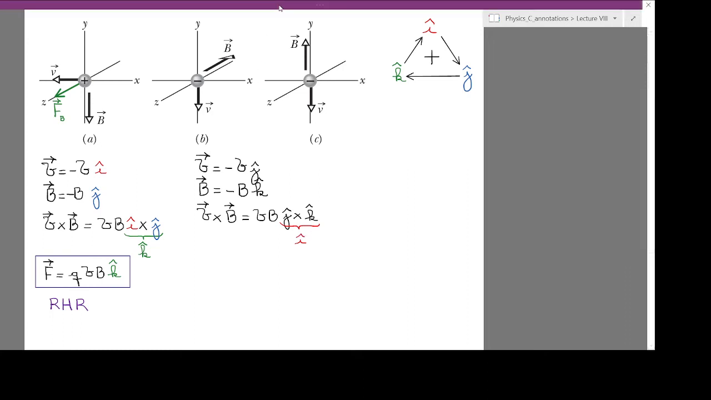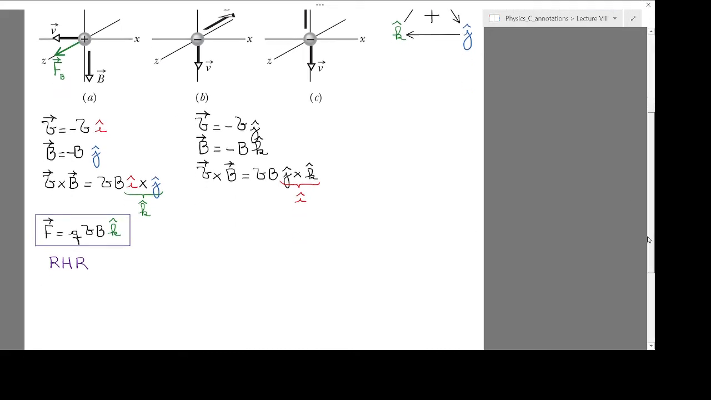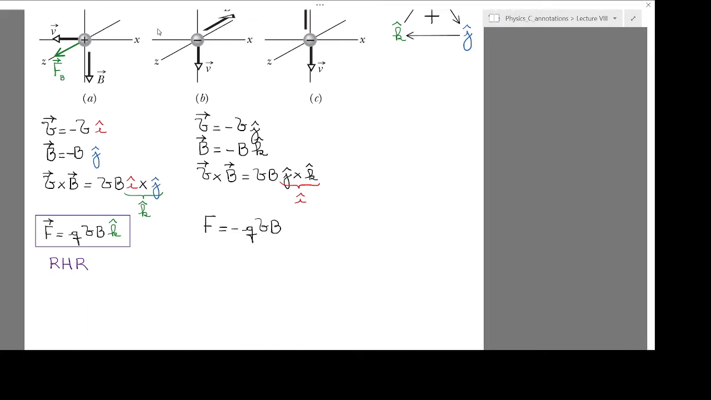But now when you're writing the force, you have to remember that this is on a charge with negative charge, so that means that this force here is going to be minus. I have to change the sign, so this is going to be QVB, and this one is going to be in the minus i hat direction.